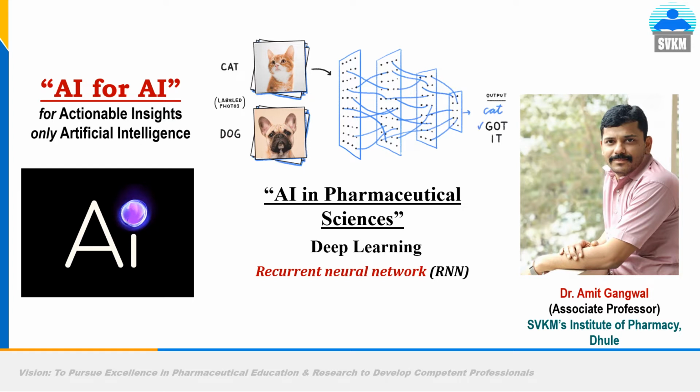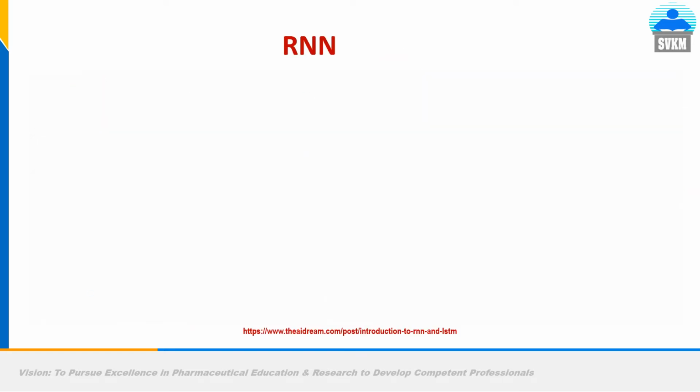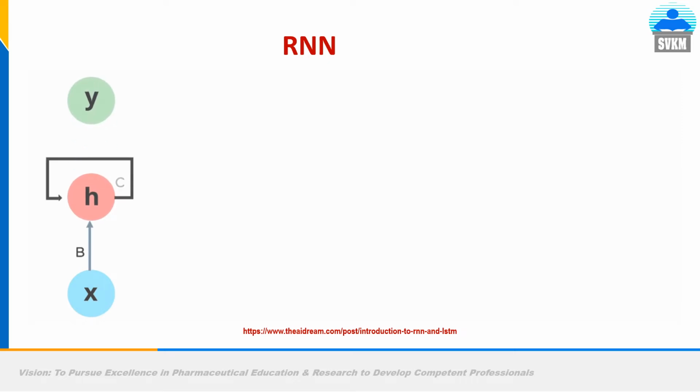So for now, let me tell you, this is the most important and widely referred and recommended deep neural network when there is use of sequential inputs, that is sentences or the SMILES string. So this is the basic structure of recurrent neural network. I am thankful to edream.com for this image.